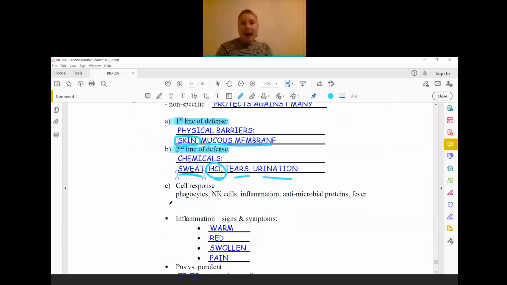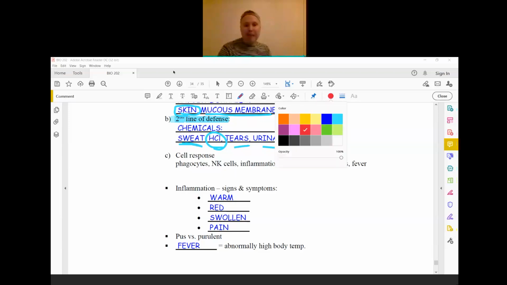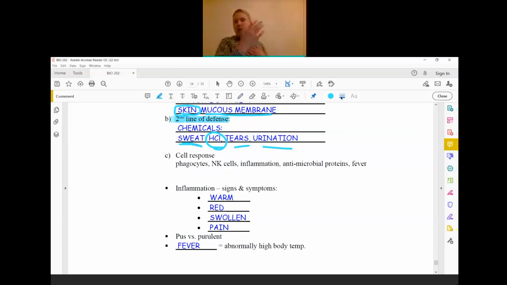We also talked about different cell responses, but as you see here, I just list them, so I'm not going to ask about those in the exam. There are 4 or 5 different signs and symptoms of inflammation, and these I do want you to know.